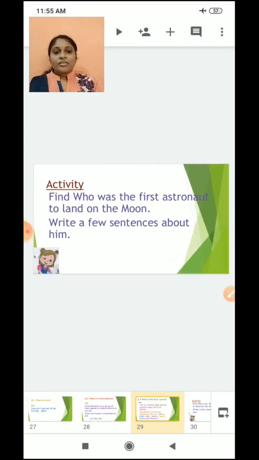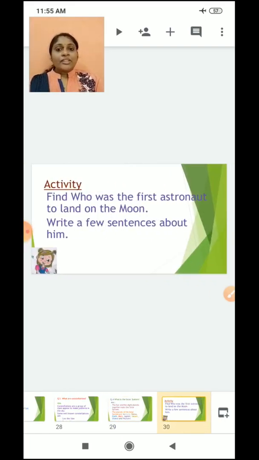Okay. I gave you one activity and many of you have completed also. So find who was the first astronaut to land on the moon and write a few sentences about him. Fine. So those who have not completed this activity, just complete it, and those who have completed, keep it safe, and when school reopens, just submit it to me.